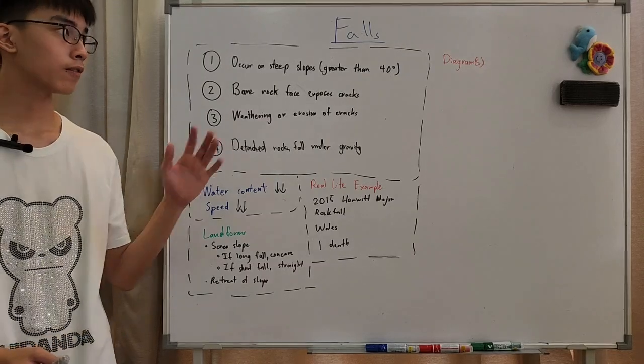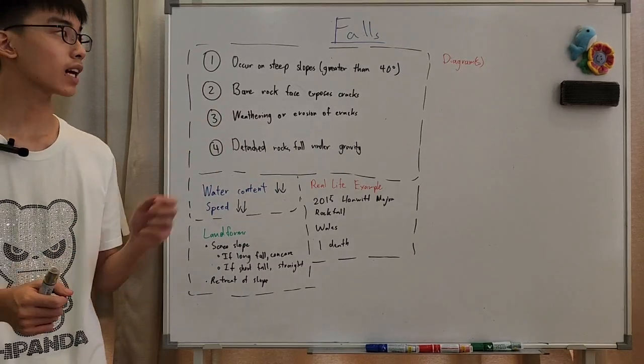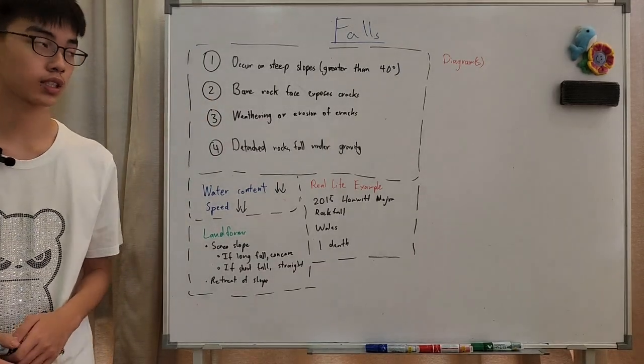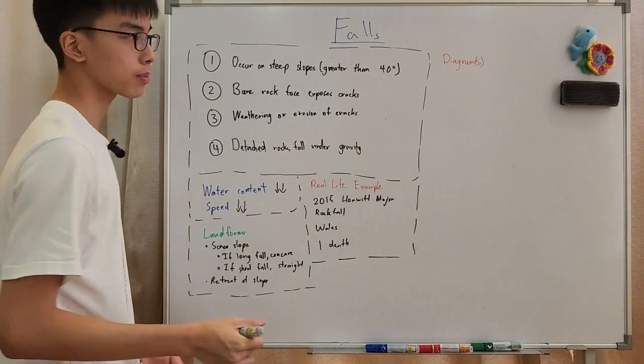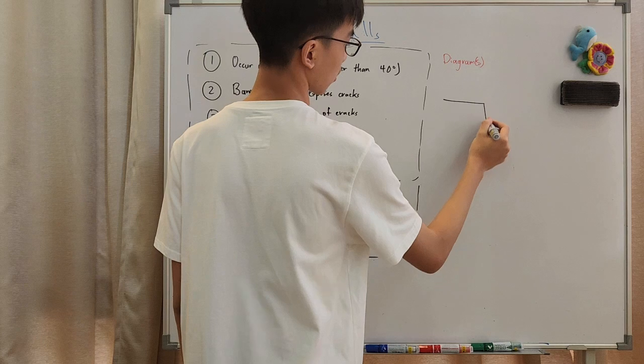Hi everyone, let's talk about falls. So falls are mass movements that occur on steep slopes greater than 40 degrees. So let's put all these steps on a diagram. Let's draw a steep slope like this.